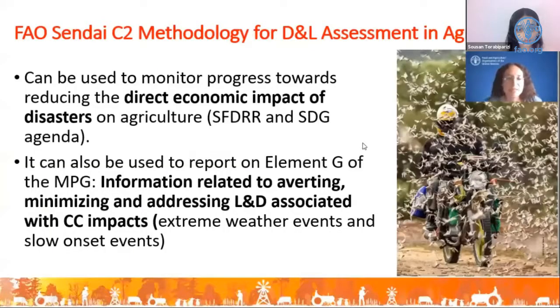In the next slide, we can see that as an integral part of the monitoring framework of the Sendai and as well as the SDG agenda, the FAO methodology can be used to monitor progress towards the reduction of the direct economic impact of disasters on agriculture. It can also be used to report and to collect adaptation information for element G of the enhanced transparency framework, as per the modalities, procedures and guidelines that recommend that countries provide information related to action and support to avert, minimize and address loss and damage associated with climate change impacts.